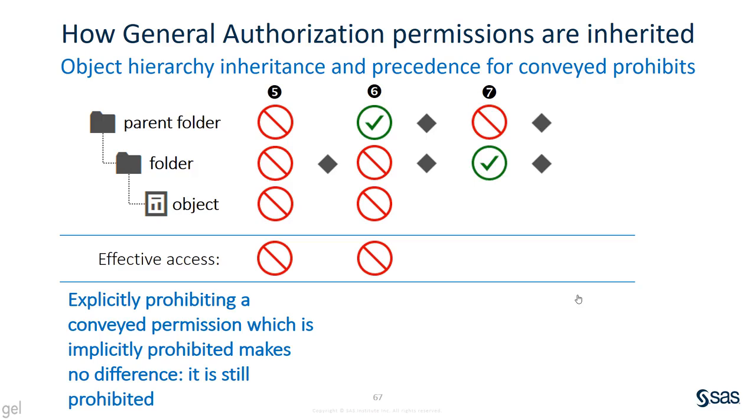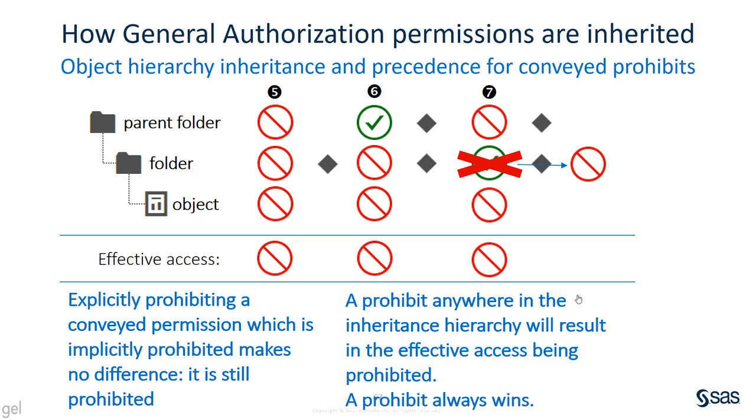If you do an explicit prohibit, and then below that in the hierarchy you do an explicit grant, what do you think is going to happen? It's going to be a grant. It's going to be a deny, right? So it does take a shift in mindset. It is different. But wherever you have a prohibit, it's going to trump a grant, no matter where the prohibit occurs. So that's very different than SAS 9.4. So it's going to be a deny for everything below it. So a prohibit anywhere in the inheritance hierarchy will result in the effective access being prohibit. It always wins.